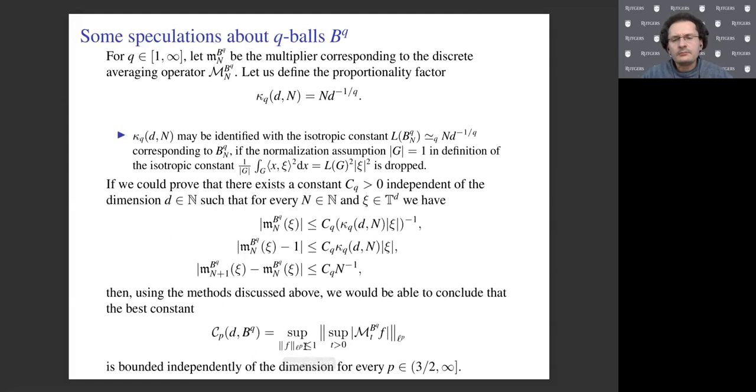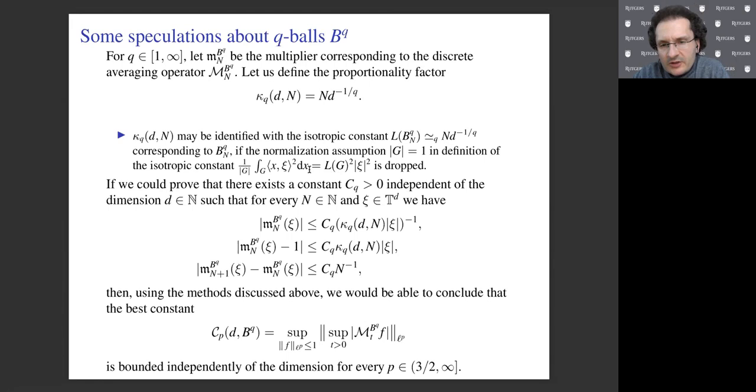And now let me speculate a little bit about the general case. So let's think that now we would like to understand the situation of the q balls. And here what is important is that we expect that the bound should be described in terms of the proportionality factor, and this proportionality factor is n over d to 1 over q, and this quantity may be identified with the isotropic constant corresponding to the q balls if the normalization assumption in the definition of the isotropic constant is dropped.